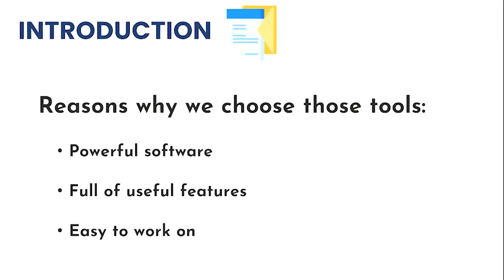There are three reasons why we chose these tools for our development. The first reason is how powerful the software is. It helps us create our desired prototype without causing any headache in the process. The second reason is the features of the software. We use almost all of the features available. And the last reason is how easy it is to work with this software. All of us have enough experience using it from our previous assignments, so we are accustomed to it. Let's move on to the actual prototype.